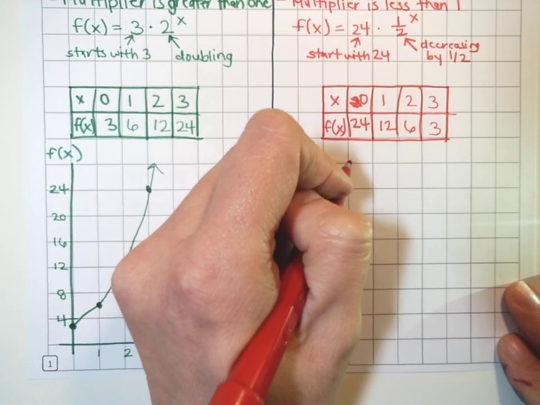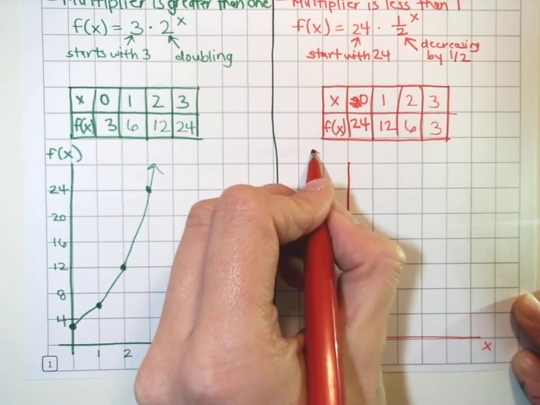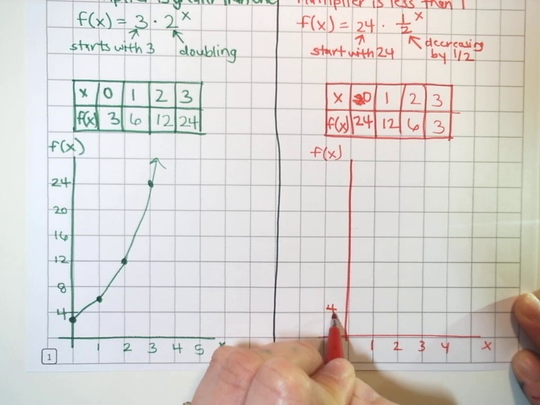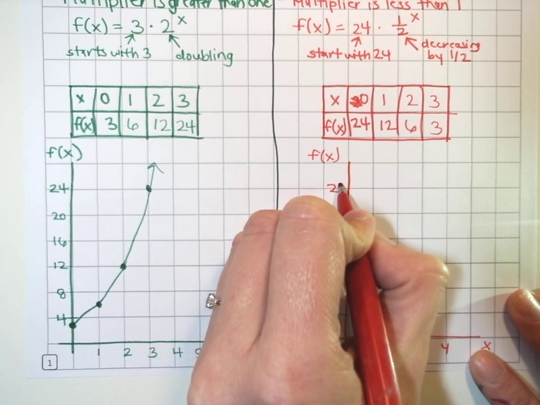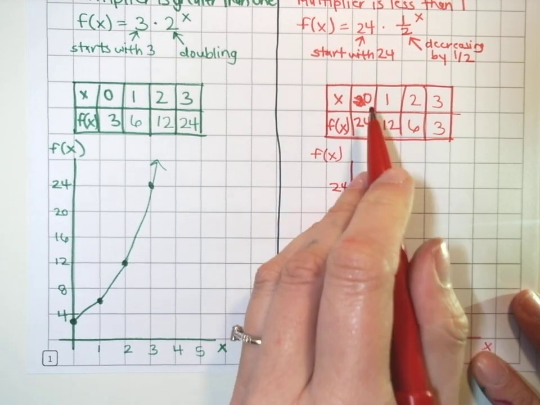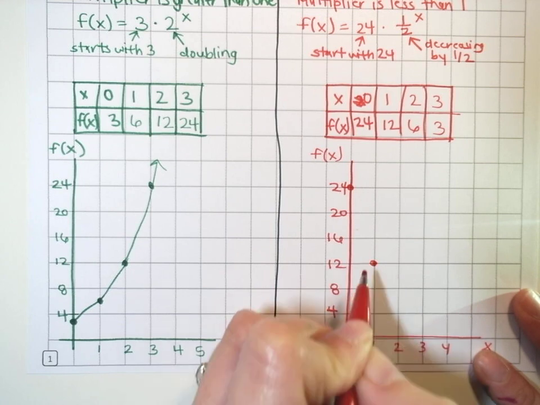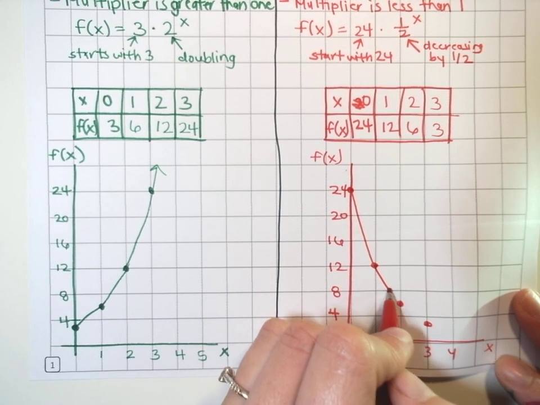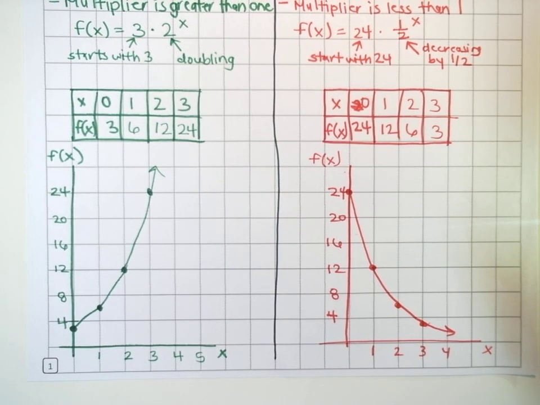And so now we can graph it. We'll scale our graph by 4s again. And so our first point is at 0, 24, and then 1, 12, and then 2, 6, and then 3, 3. See, our graph is decaying. It's going down by half each time.